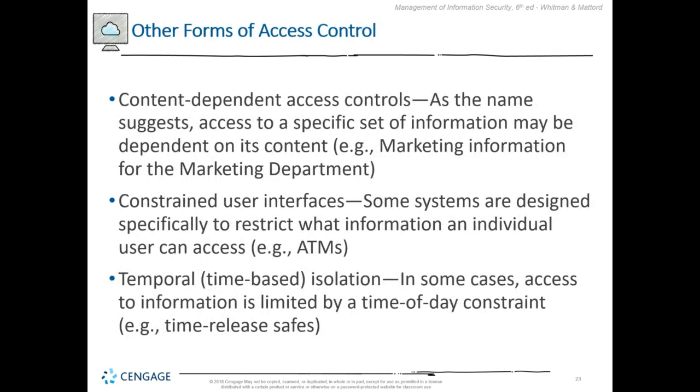Some other forms of access control include content-dependent access control. So this is access to a specific set of information that may be dependent on its content. Constrained user interfaces, these may have the system designed specifically to restrict what information an individual can access, or maybe time-based isolation, where the information is limited by a time of day constraint. For example, they can only access the information for their working period and not after hours.